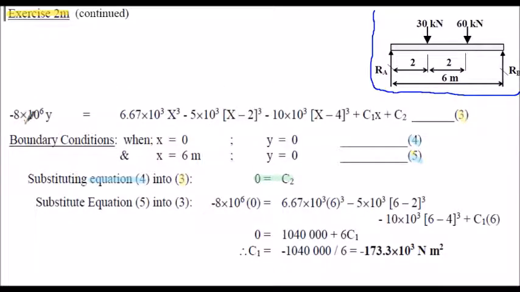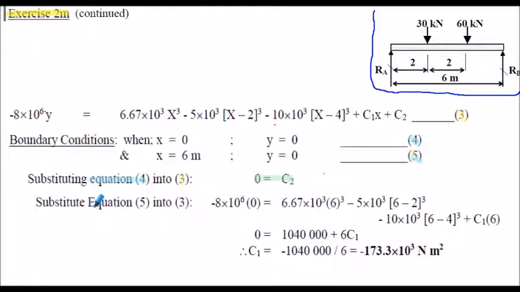So if y is equal to 0, that term will disappear. If x is equal to 0, that term will disappear. The second term will disappear here because x minus 2 would be 0 minus 2. That would be a negative inside the bracket, and we ignore negative brackets with step functions. And the same applies to the third term here. C1 times x will also be 0, so therefore C2 must equal 0.